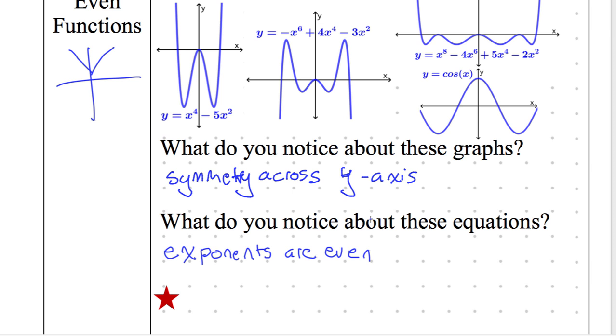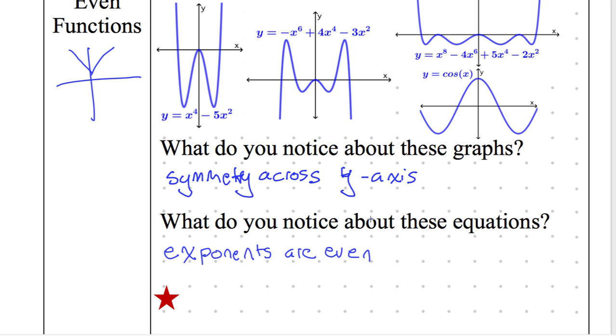What this means, if I have a piece of paper, is I can fold it across the y-axis, and if I hold it up to the light, that line matches up. That means it's even if I can fold it across the y-axis and it matches up. That means it's an even function. If I fold it across the x-axis, it doesn't match up, so it doesn't mean anything. So far, so good. We understand even functions.